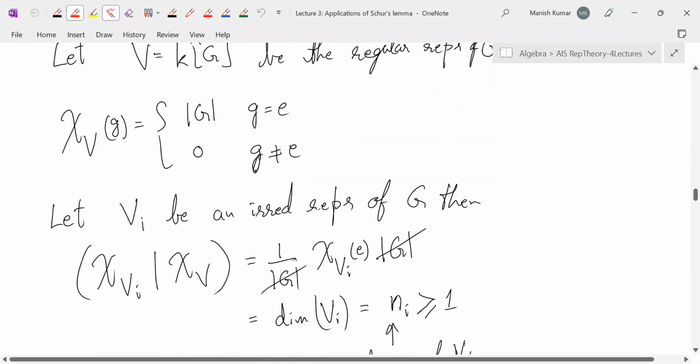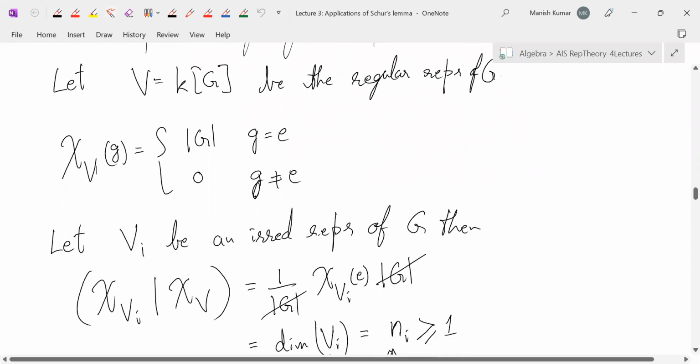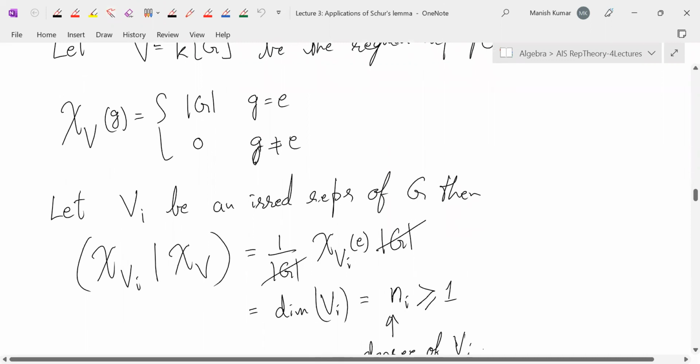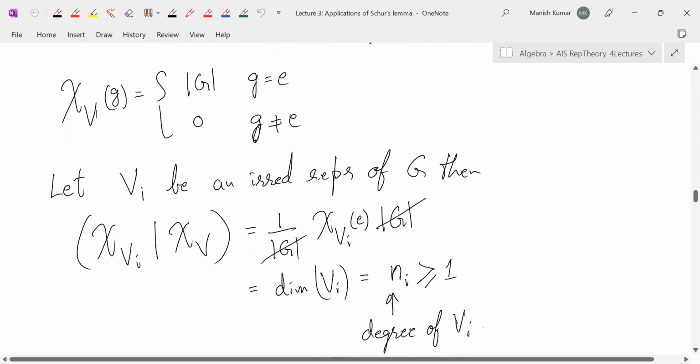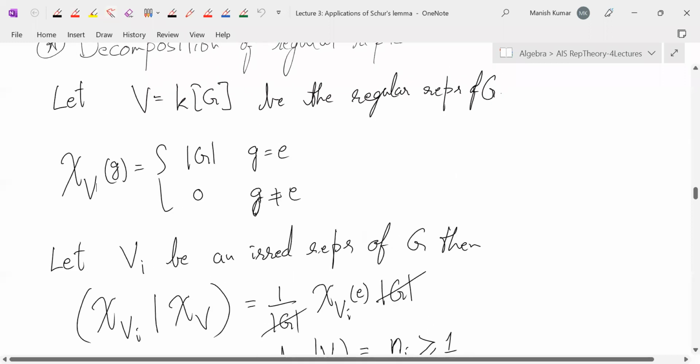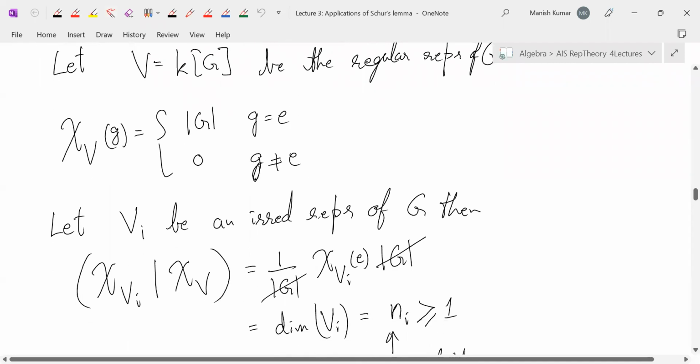So what we get is chi of Vi evaluated at identity times chi of V evaluated at identity, but that is the order of G. And there is no other term because the rest of the terms will be 0 in that sum. Then you divide by the order of G. So what you get is chi of Vi of identity, which is the same as the dimension of Vi, which let's call Ni, some number bigger than or equal to 1. So that tells you that every irreducible representation of dimension Ni appears in the regular representation exactly Ni times. So there are Ni copies of Vi in V.